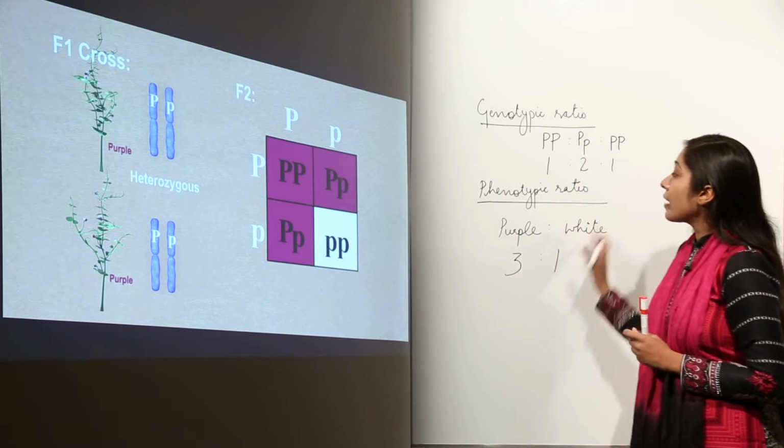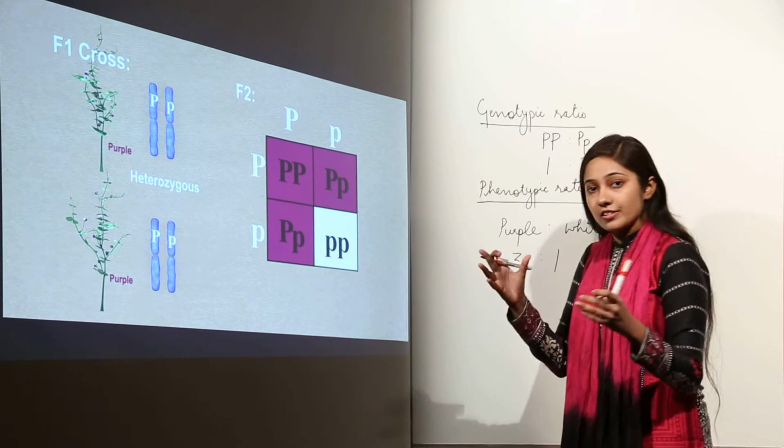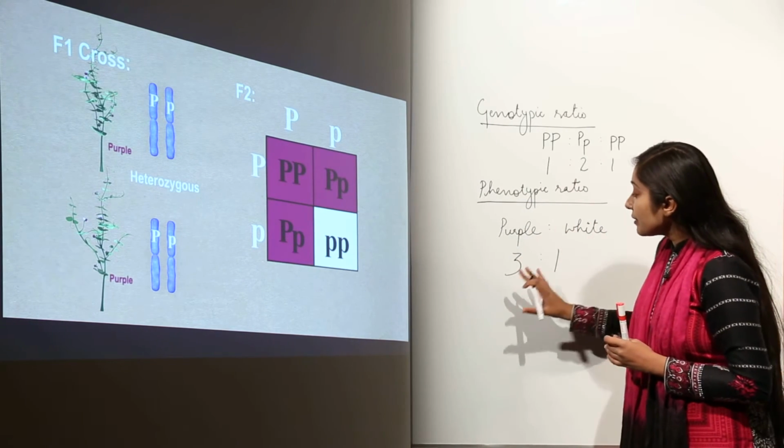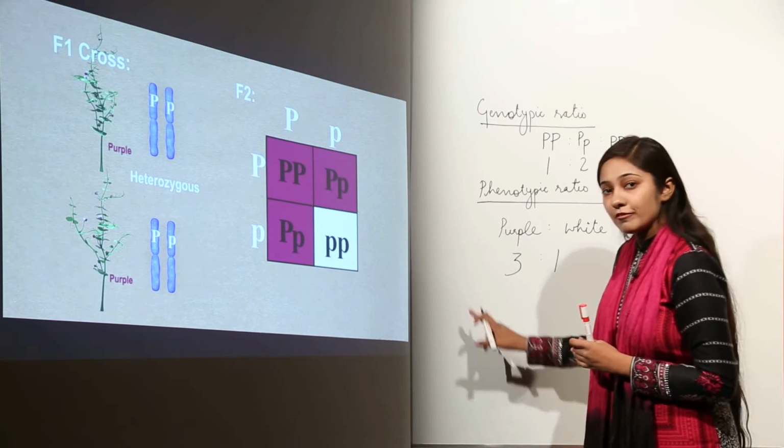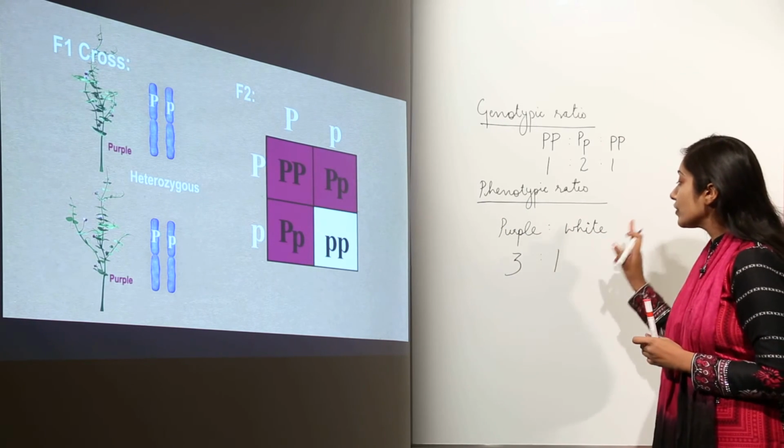and the phenotypic ratio means from outer appearance you will not be able to judge the genes, but from outer appearance we will be able to judge the colors. So, there will be 3 plants which will have purple flowers and 1 plant which will have white flower.